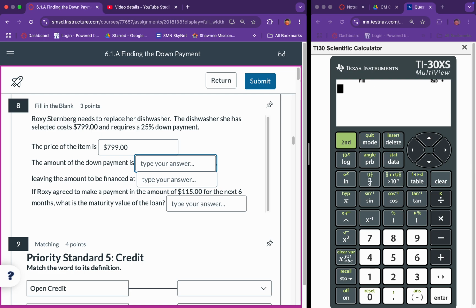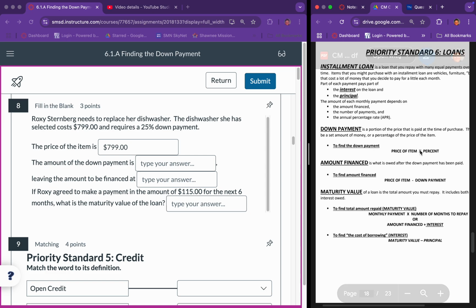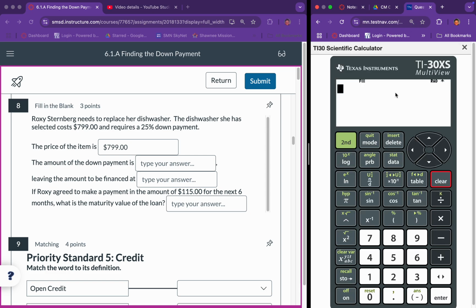The amount of the down payment. Okay, to do the down payment, we're going to take the price of the item times 25%. If you don't remember that, your notes tell you to find the down payment, price of the item times the percentage. So we're going to take the price of the item, which is $799. We're going to multiply it by the percentage, which is 25%. And we're going to find that that amount of money is $199.75.